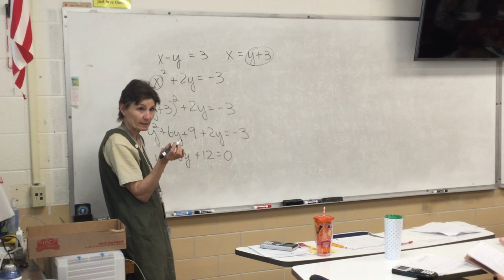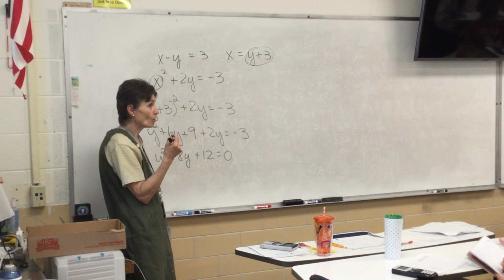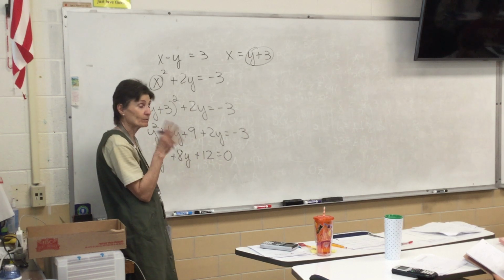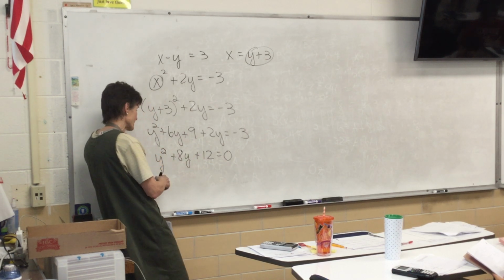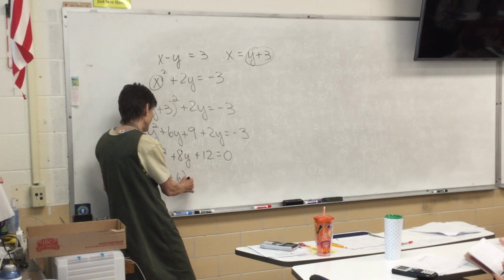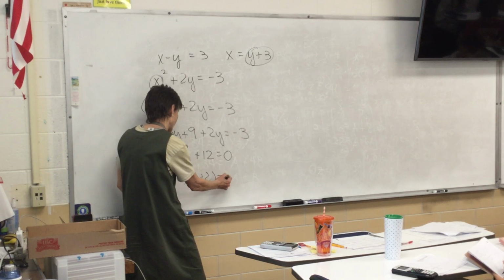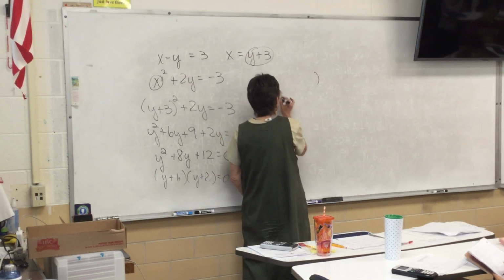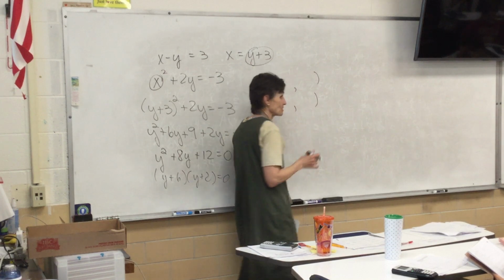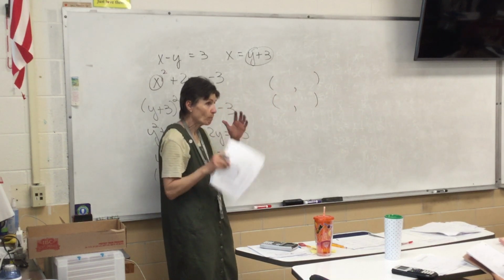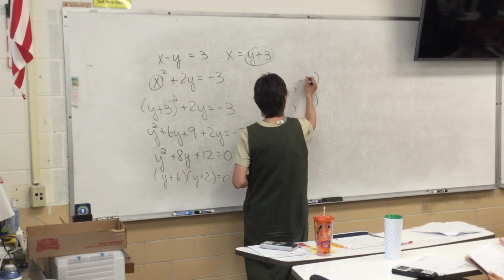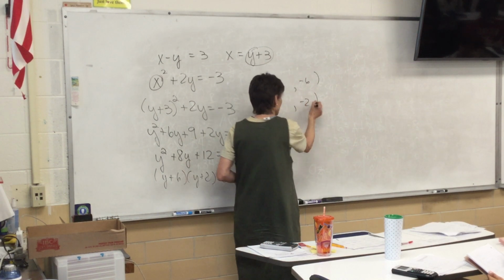Now it's quadratic. You can use the quadratic formula, or you can factor it, or you could complete the square, whatever you like to do. I think it does factor, doesn't it? 6 and 2. Now, that means that in your answer, which is ordered pairs, points, where do these things cross? The y coordinate is either -6 or -2.